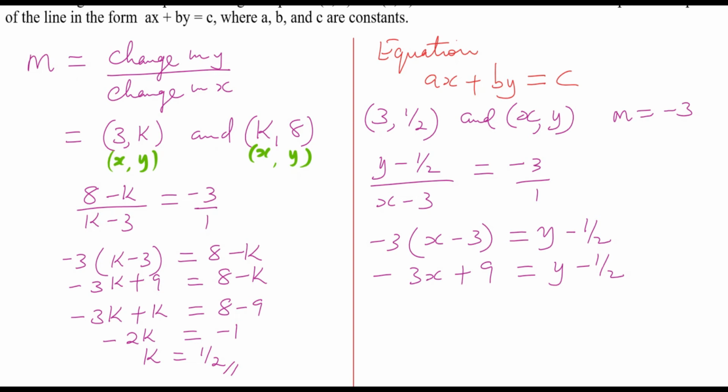So we need to reorganize this equation so that we put it in this form, with the x and y terms on one side. Bring y to this side, minus y, then take plus 9 to the other side, so you get -1/2 minus 9. This gives negative 3x negative y equals negative 9.5.